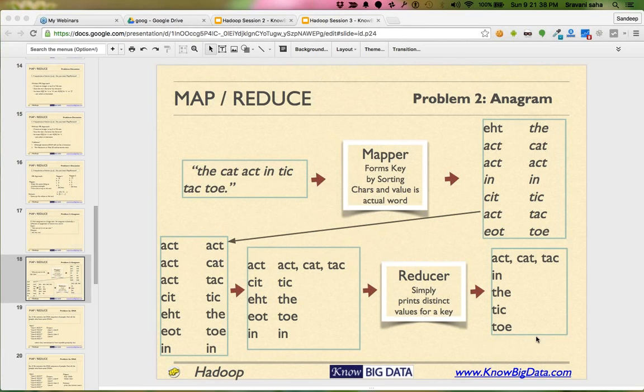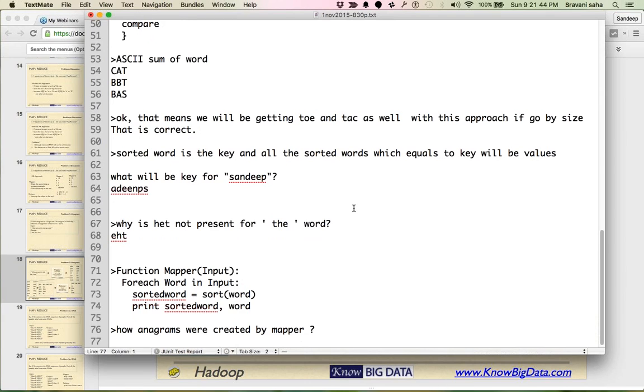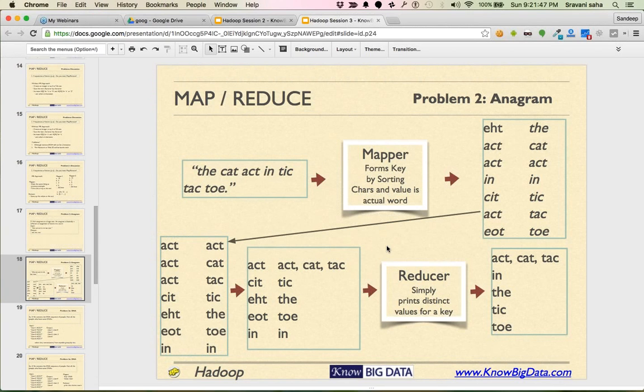Now, the question from Sushant is how anagrams were created by the Mapper. The Mapper is not creating any anagrams. We are saying that there is an input text which might contain words that are anagrams of each other. We are not generating all anagrams. We are just bringing them together if there are anagrams in this file. If there are no anagrams, fine, there will be only a single word.